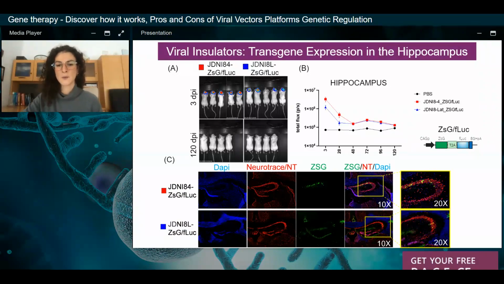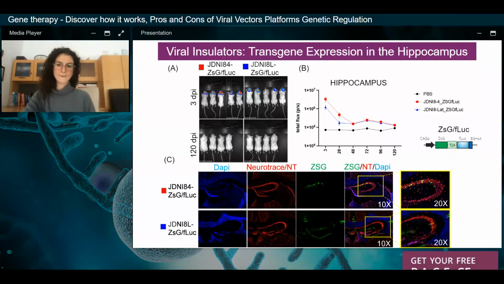We also wanted, again, to identify what cells were expressing the transgene. And so we stained the section for DAPI in blue, neurotrace in red, that is a neuronal marker, ZS green, again, the reporter gene coming from the virus, and the merge panel. We still can observe ZS green positive cells, and the reporter gene is mainly expressed in neuronal cells since it's co-localizing with the neurotrace staining.